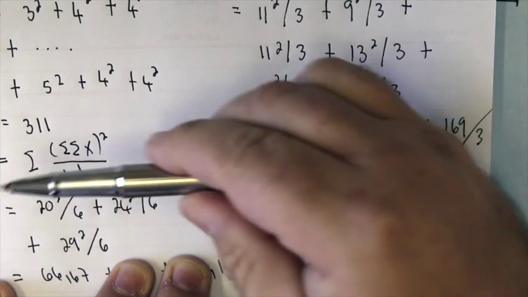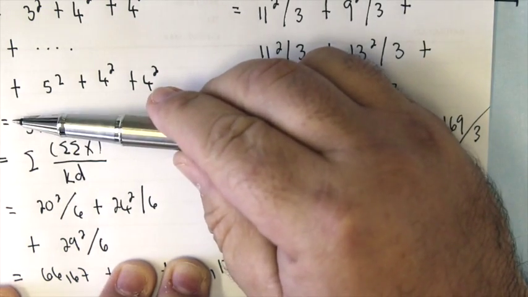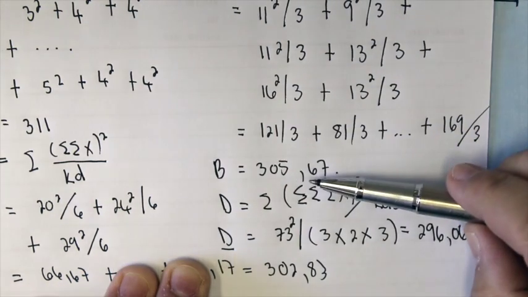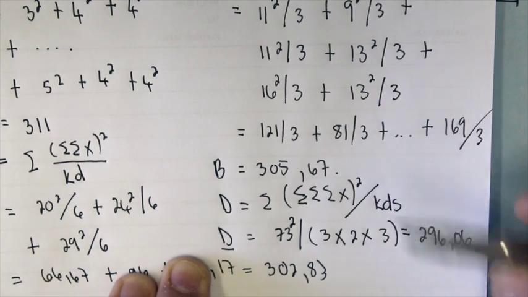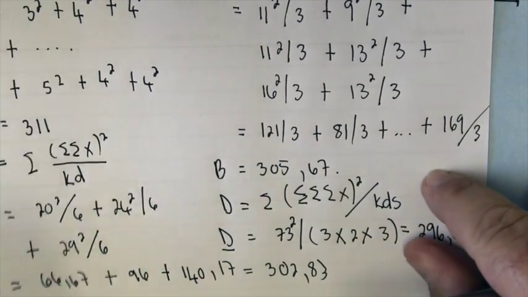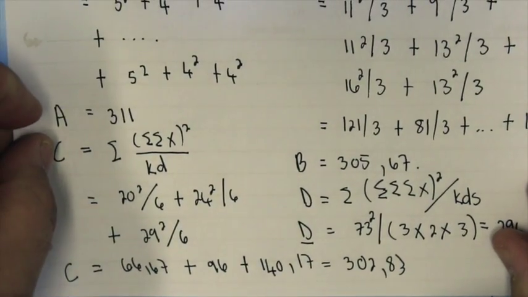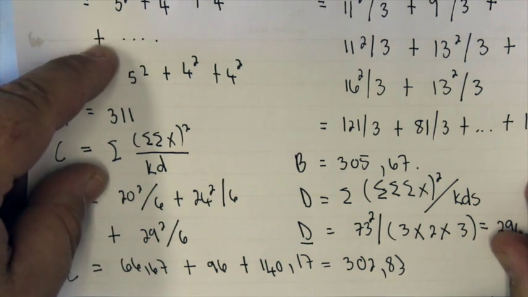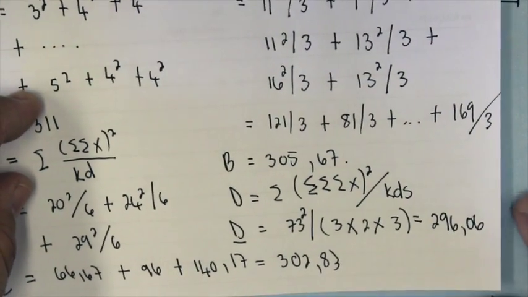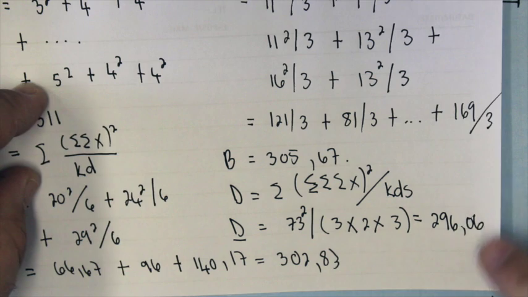So to recap, we have A 311, we have B 305.67, we have C, which is 302.83, and we have D, which is 296.06.